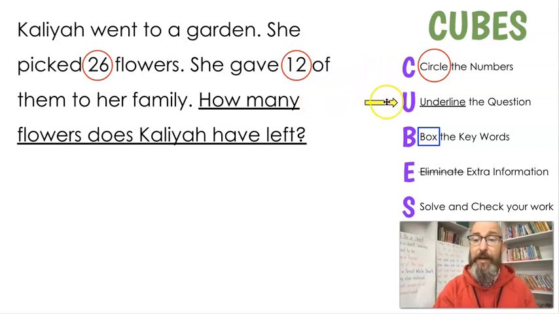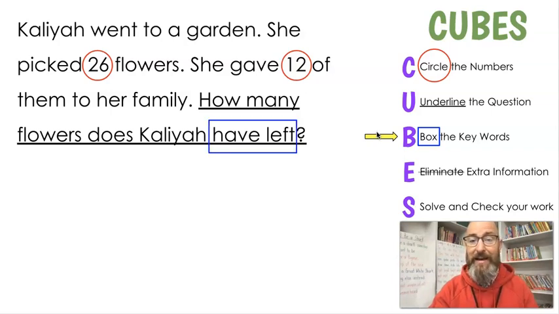So we've done C, we've done U. Next is time for B. B stands for box the keywords. Do you see any keywords in that question? What are they? Have left. That is correct. And have left means that you have to do what? Subtract. Now this is great so far. We know what the numbers are, we know what we're being asked to do, and we know it's subtraction. So we're already on a good path.